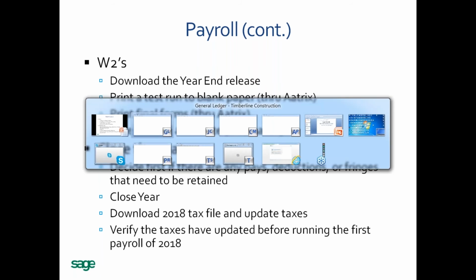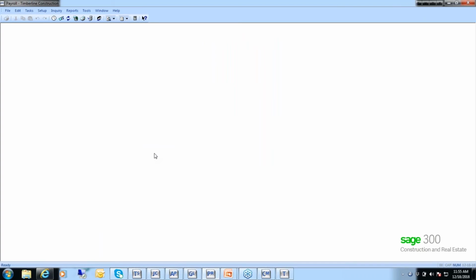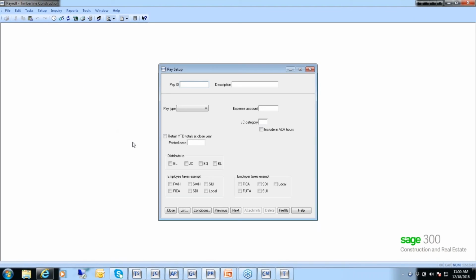So let's go into payroll here and take a look. All right, so the pays, deductions, and fringes that I'm talking about, the field is this field right here. So it's under setup, pays, or deductions or fringes, and you're looking for retained year-to-date totals at close year. So make sure that anything that needs to be retained has been marked.